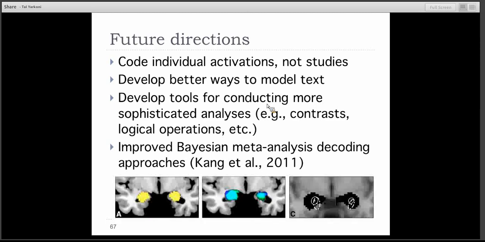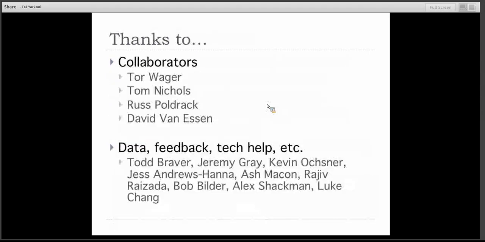There are better ways to model the text. On the website, there are some topic modeling maps that Russ Poldrack's group generated. We have some tools that are not on the website yet for conducting more sophisticated analyses. I won't get into that. And we'd like to improve the meta-analysis procedures we're using too, and there's some work there that we're trying to adapt, but this is probably a little ways off.